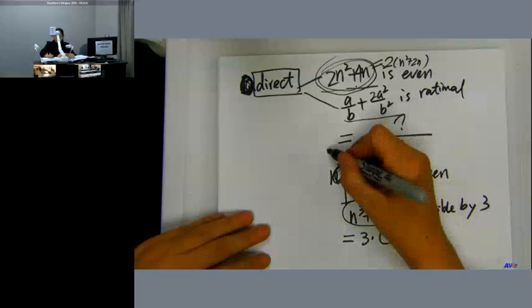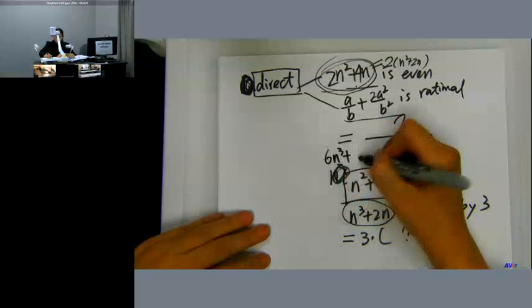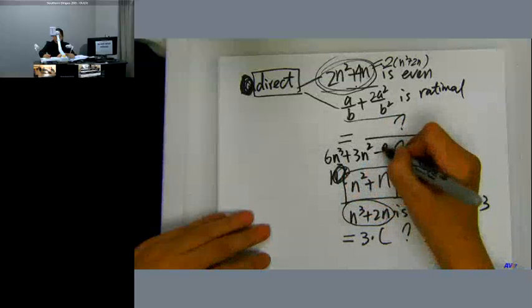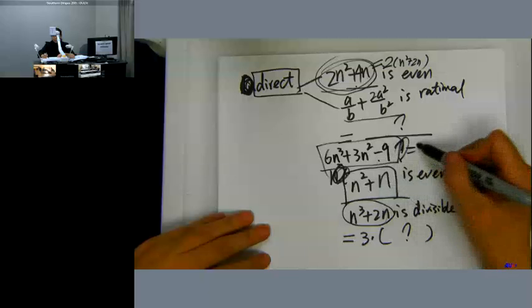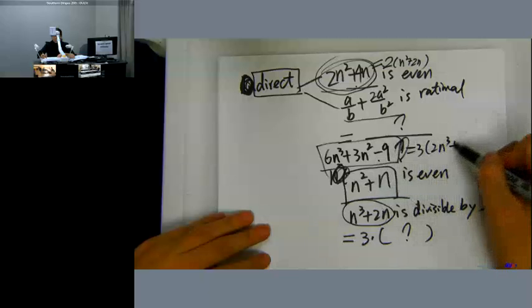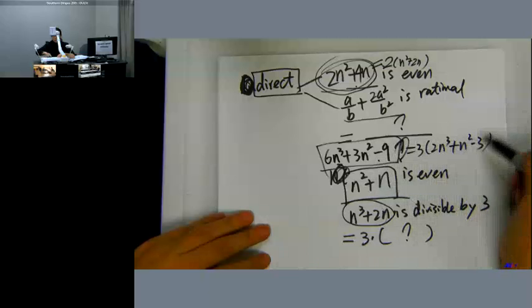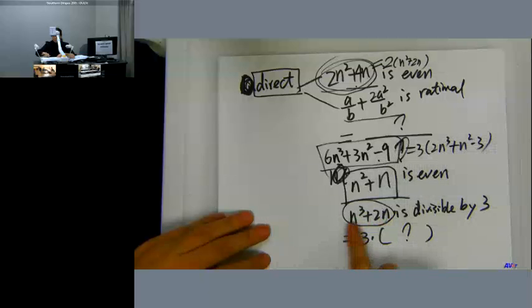So if it's on the first exam, I want to show something is divisible by 3, I probably will give you something like this: 6n cubed plus 3n squared minus 9. Can we factor out a 3? Yes, right? You can factor out a 3 very quickly, and this will be called direct proof. But questions like this, well, you cannot factor out a 3 anymore.